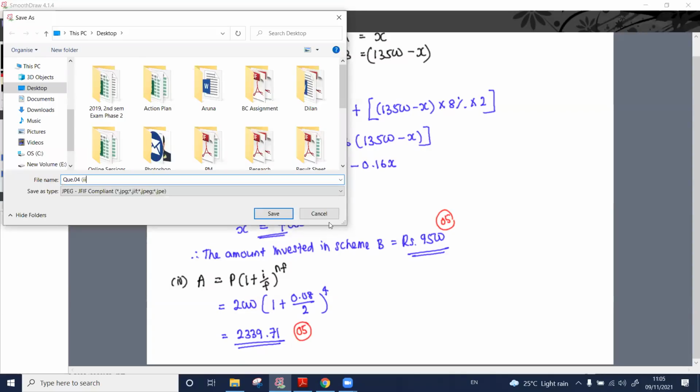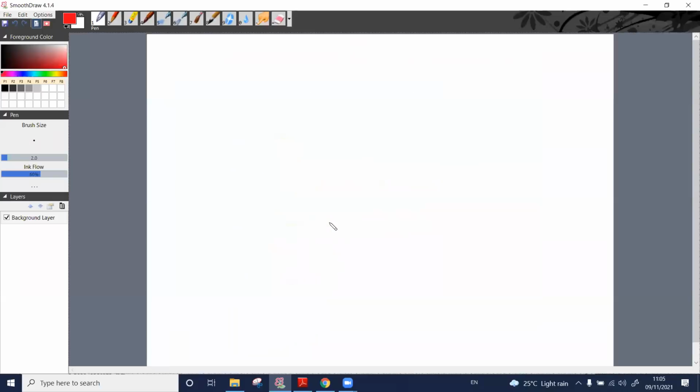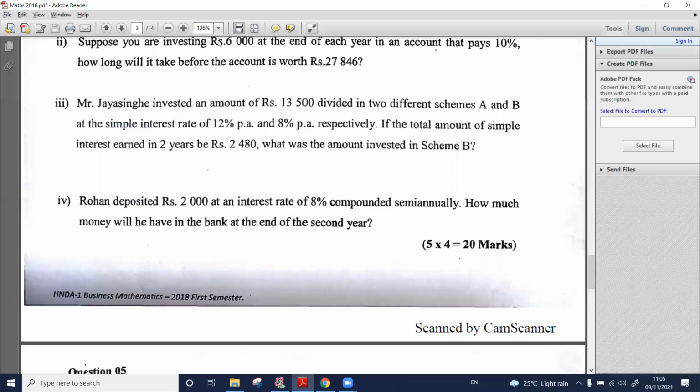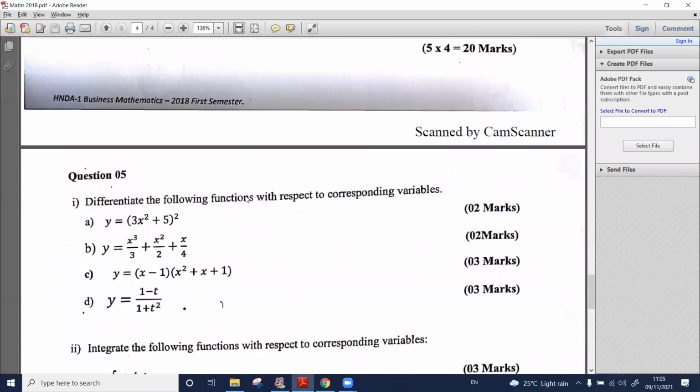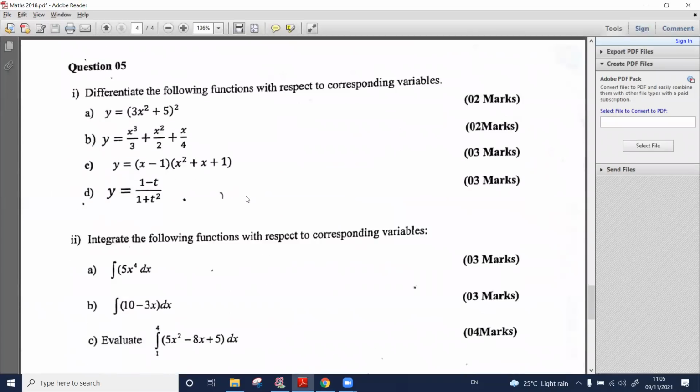Section 4, part 3 and 4. Then we'll move to question number 5. Right. So without a break, shall we finish question number 5 and 6? Then we are done. Right.